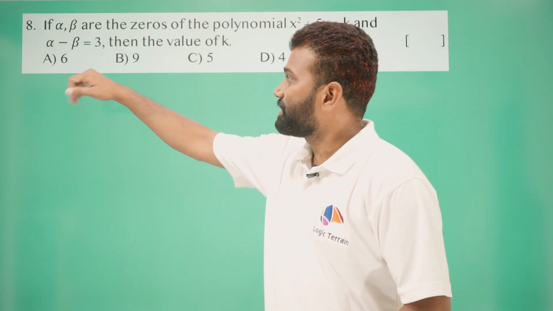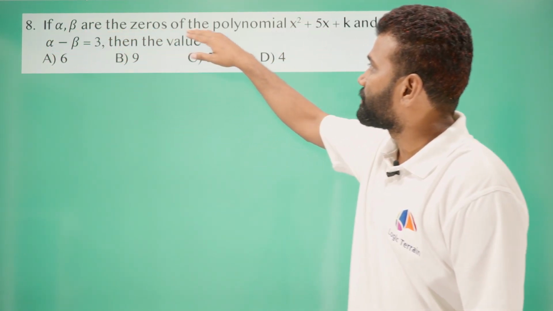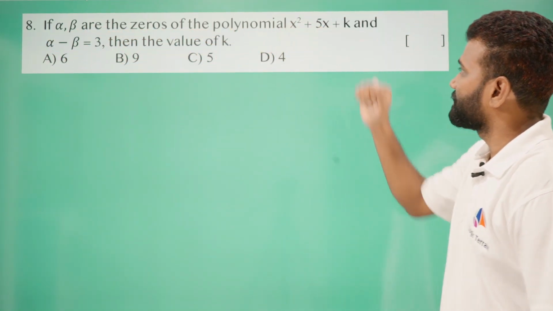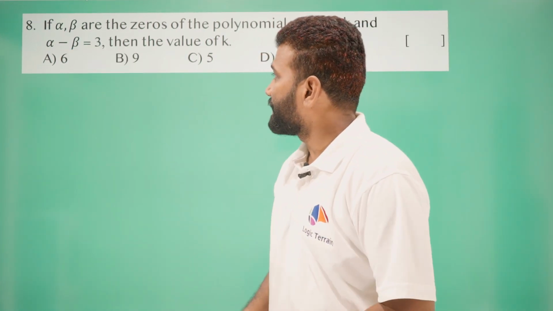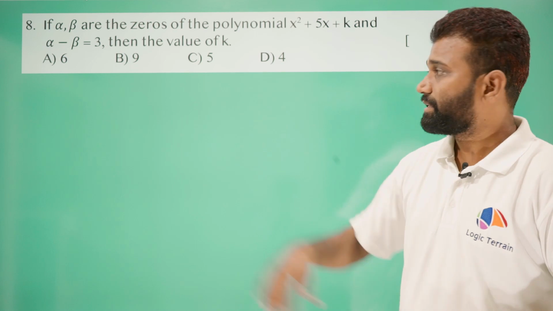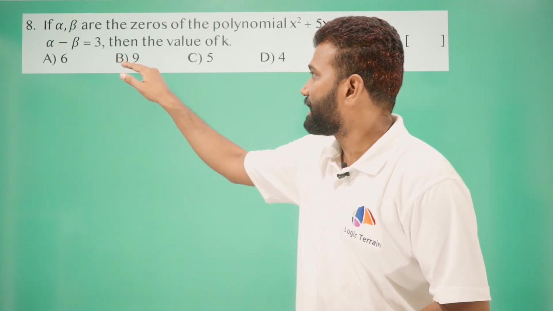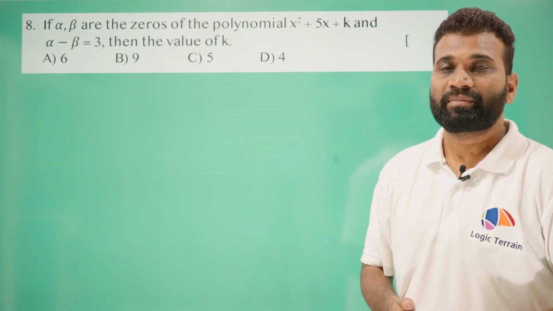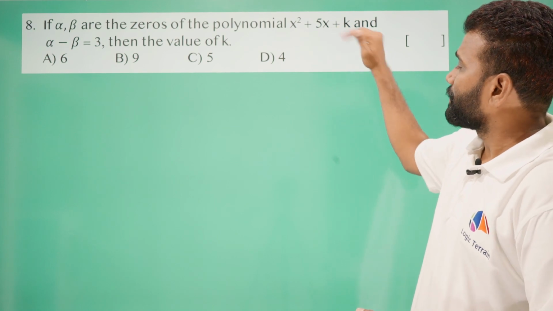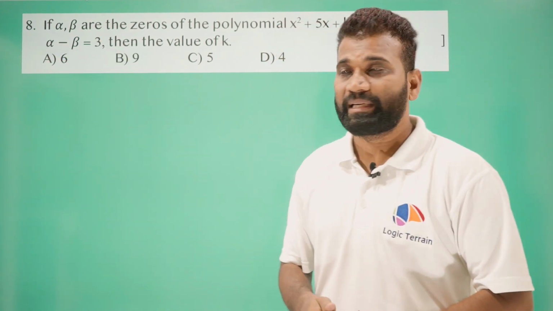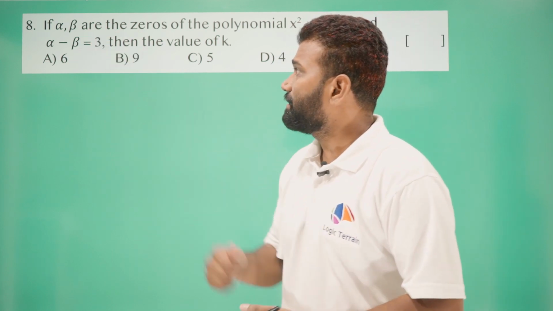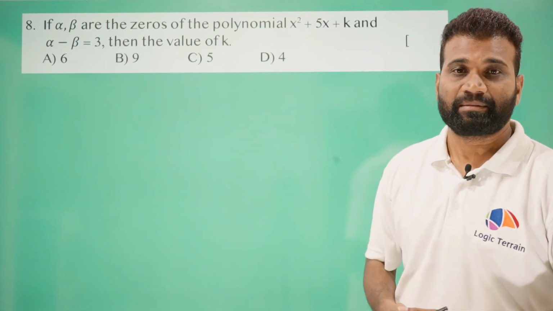Here is our next question. If alpha, beta are the zeros of the polynomial x² + 5x + k and alpha minus beta is equal to 3, then the value of k is. Here are the options: A 6, B 9, C 5, D 4. Here we are given a polynomial and a condition, that is alpha minus beta equals 3, where alpha, beta are zeros of this polynomial.